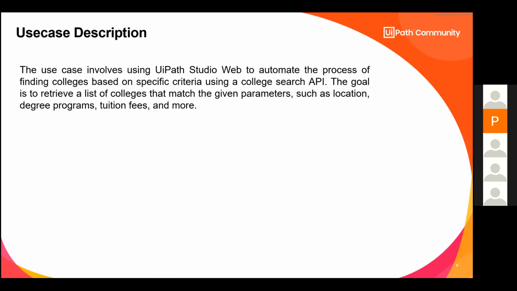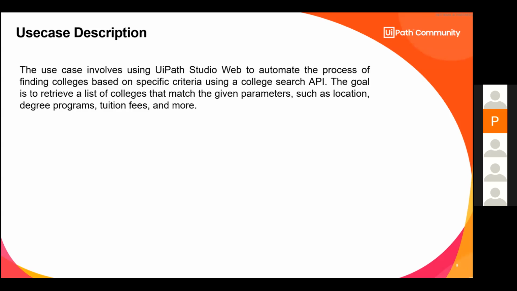This use case mainly involves finding college names based on specific criteria. We have a general college API, which is open for all. If you want to try, I can share the link also. We give the country name, for example India, and Studio Web will directly call that API with the country name and generate results. Those results will be shown in our Studio Web right side output pane. That is the overall view of this use case.